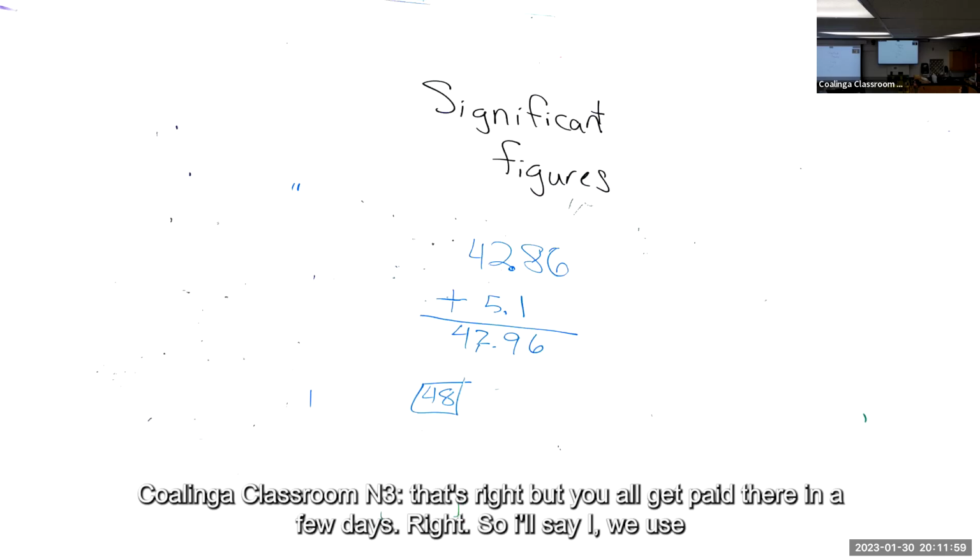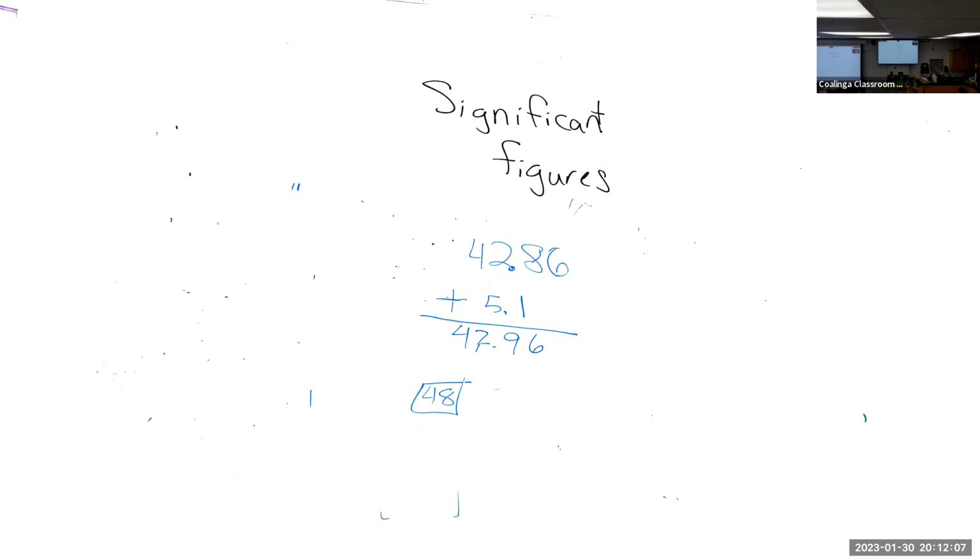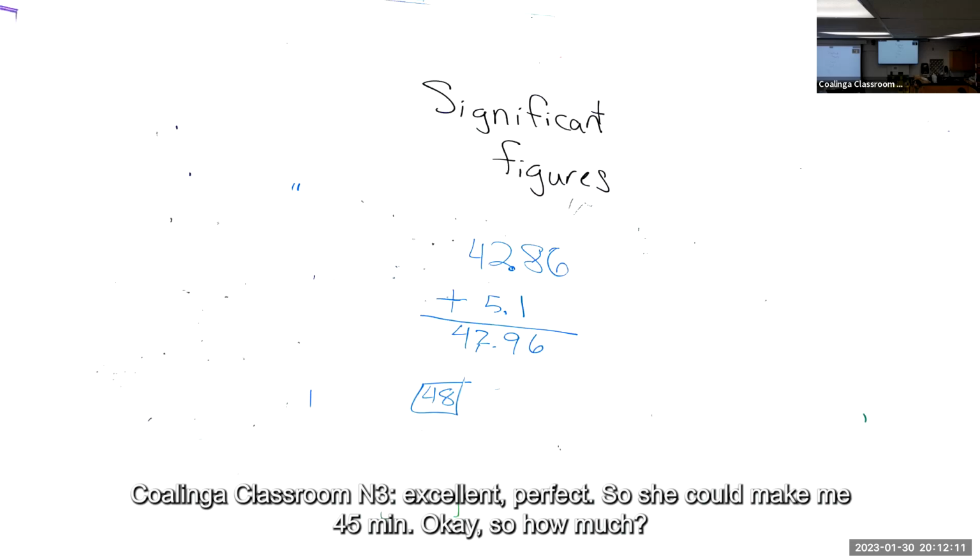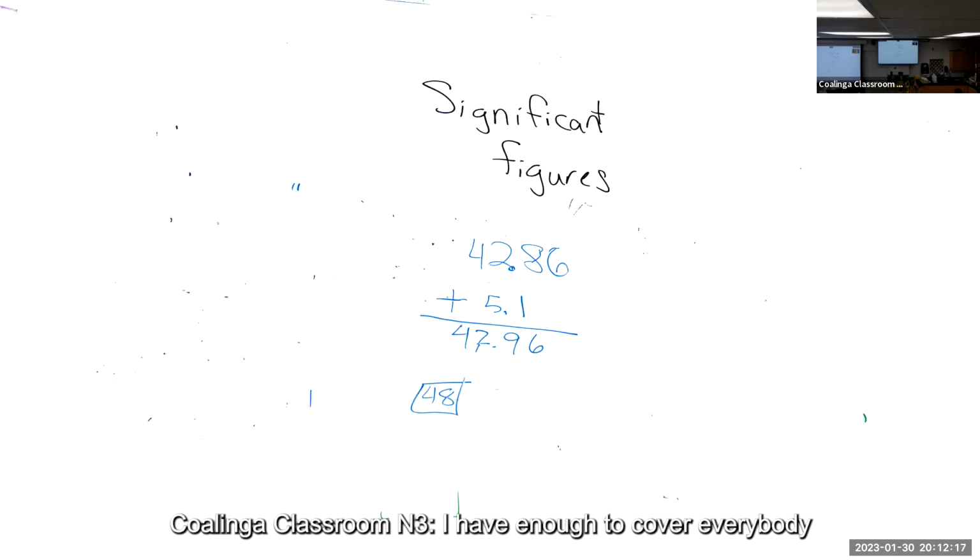Broke? That's all right. But y'all get paid in a few days, right? So I'll take IOUs. Do you take cash out? I do take cash out. Yes, I do. I get paid in 45 minutes. Excellent. Perfect. So she can pay me in 45 minutes. Okay, so how much do you guys want to pay? $1. I have enough to cover everybody.